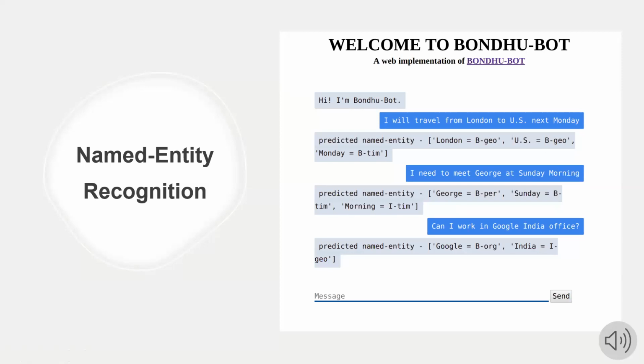If you see the last example here, it's, can I work in Google India office? So here, Google is an organization, and then India is a geolocation.